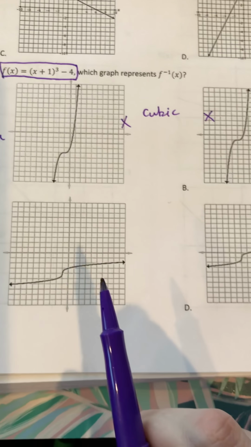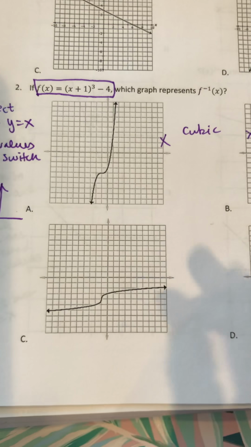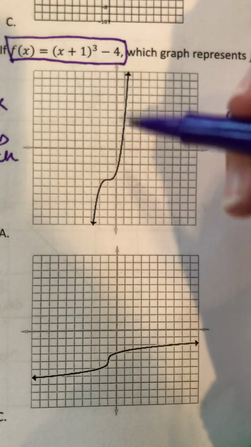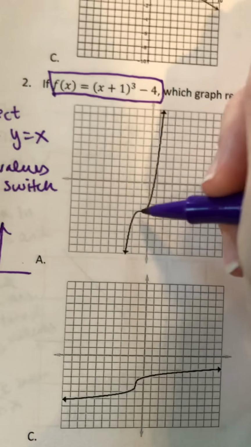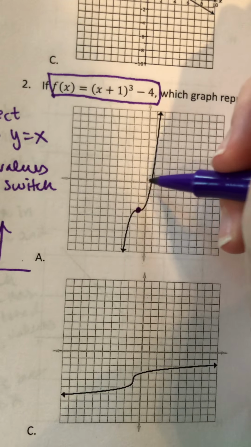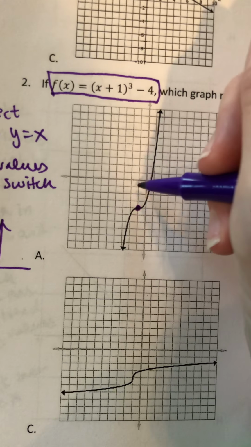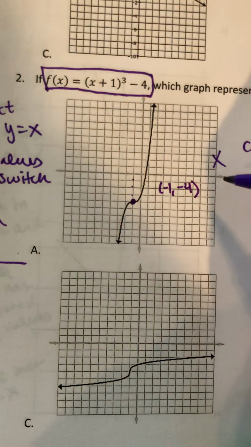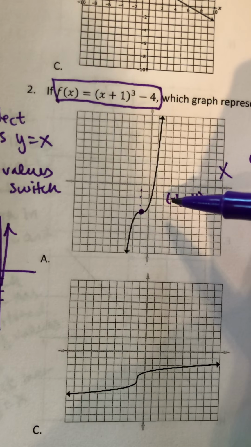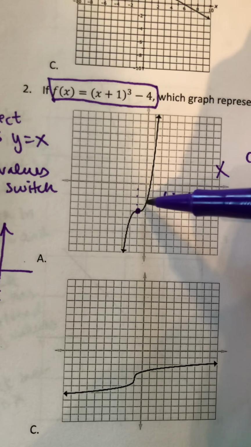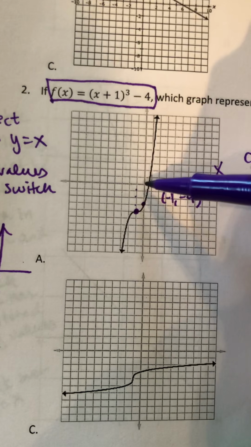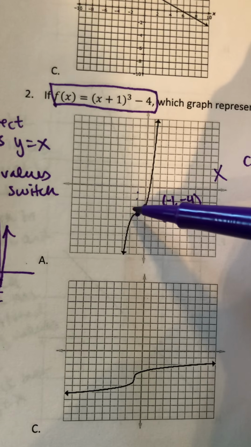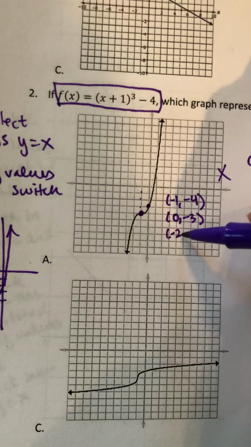To me, this is very confusing, so I'm just going to find some points and switch the x and y values. So for example, since I know that this is what your function is on your calculator, let's look at this middle point. The middle point there is -1, -4. Let's find another good point. Looks like another good point is going to be 0, -3, and then -2, -5.